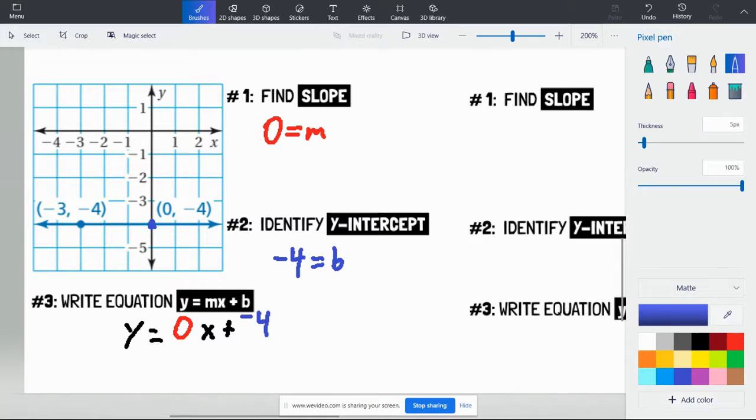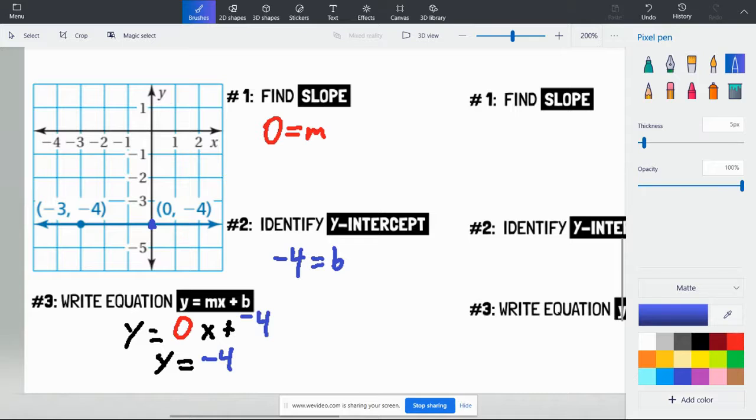If you have 0 x's, like what does that mean? Think it through. 0 times anything is 0, right? So no matter what x equals, 0 times x is going to be 0. If x is a billion, 0 times a billion is 0. If x is -1/2, 0 times -1/2 is 0. So 0x just equals 0. So what we can do is we can simplify this equation. Y equals 0 plus -4, which is just -4.